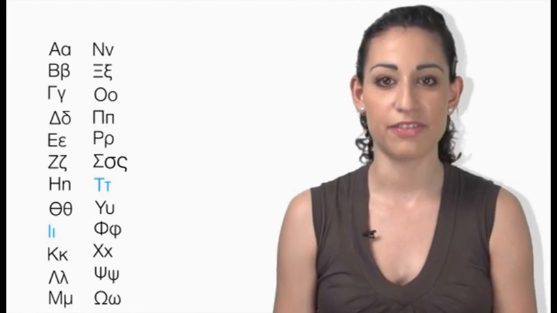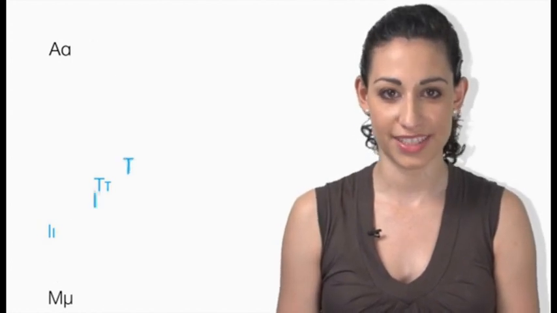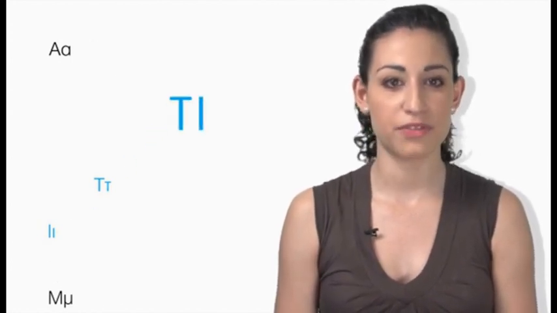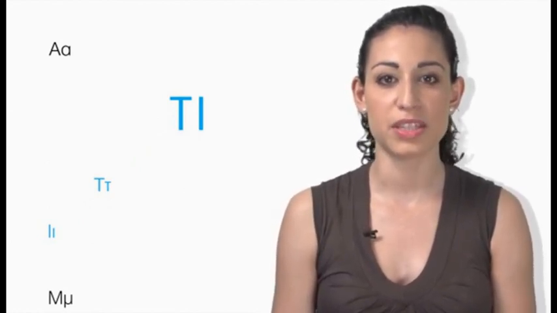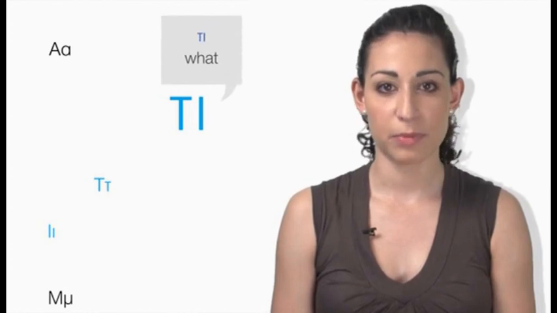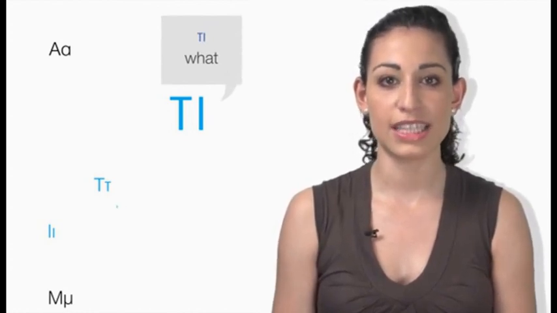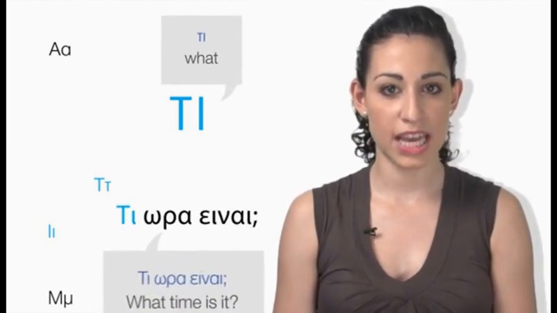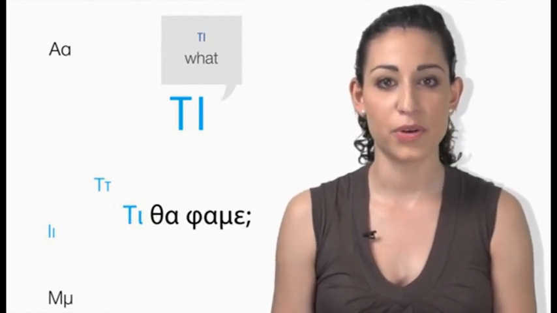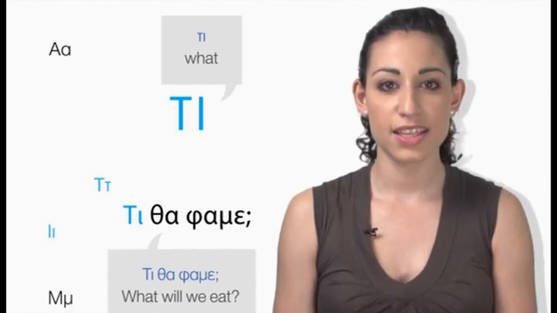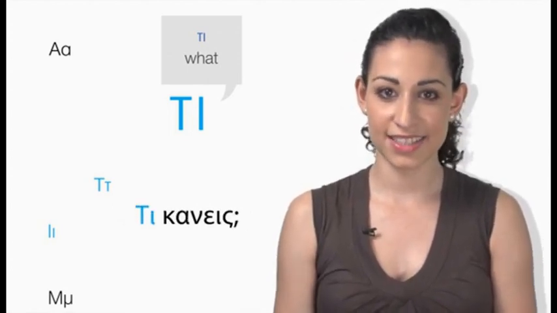By themselves, taf and iota spell only one word in Greek, ti. Even though it's a very small word, it's very important and used all the time in Greek because it means what. For example, the first word in the question, τι ώρα είναι, which means what time is it? Other examples of its use are τι θα φάμε or what will we eat? This word is also used in τι κάνεις, which means how are you? So let's write this very important two-letter word, τι.